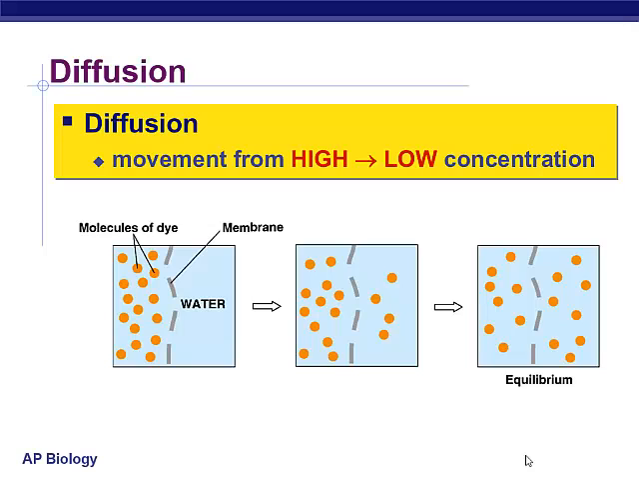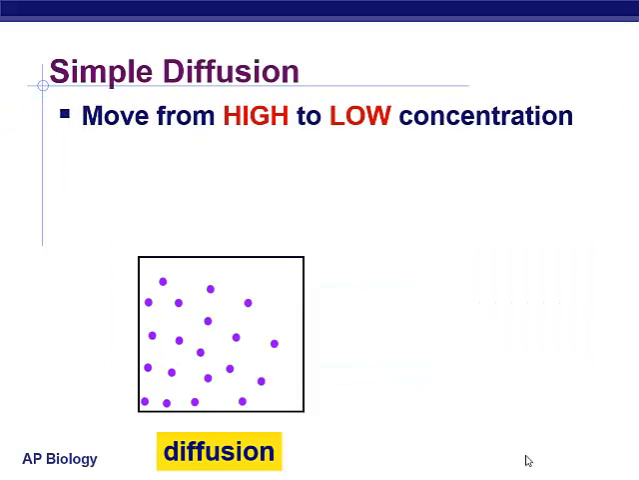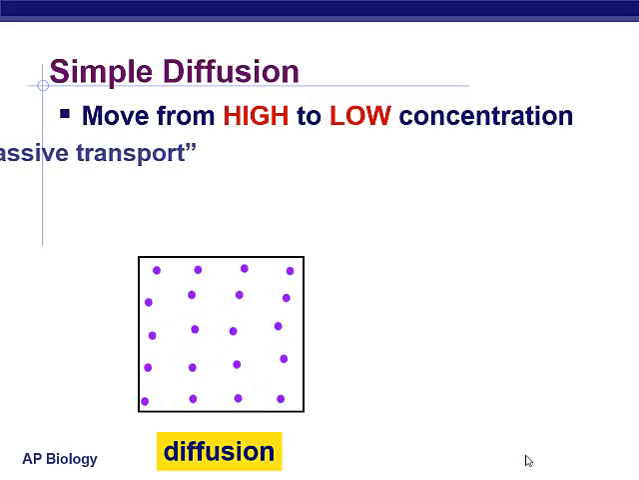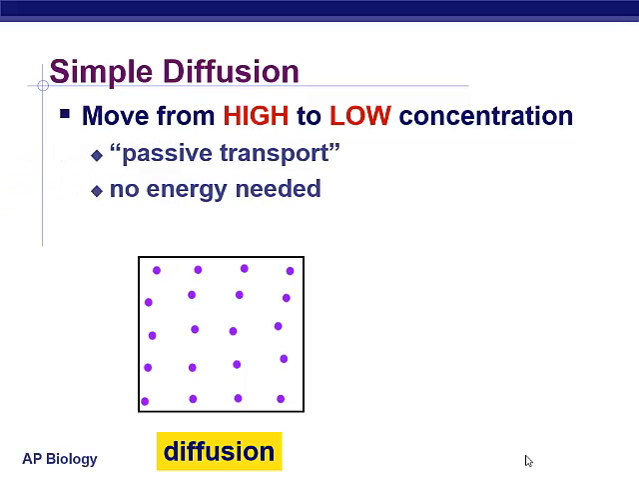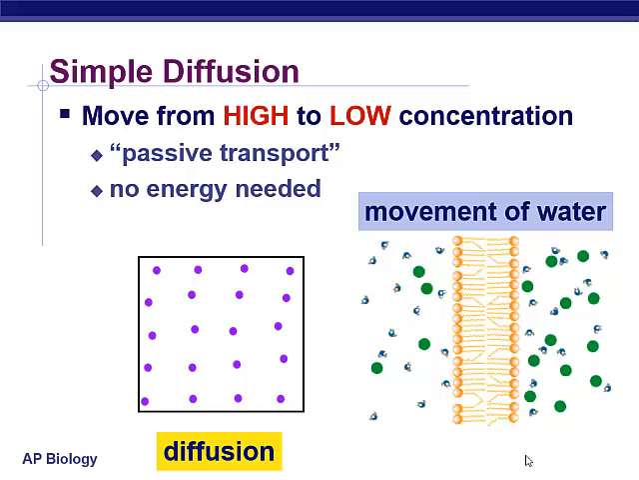So we have simple diffusion, which is the movement from high concentration to low concentration. Down here in the bottom left corner, that's my fart, and there it is spreading out in the room. Okay. Spreads out evenly. It's called passive transport because there's no energy required. Simple diffusion. I'm going to come back to the movement of water in a second.